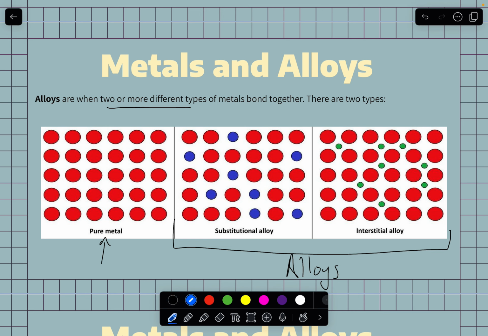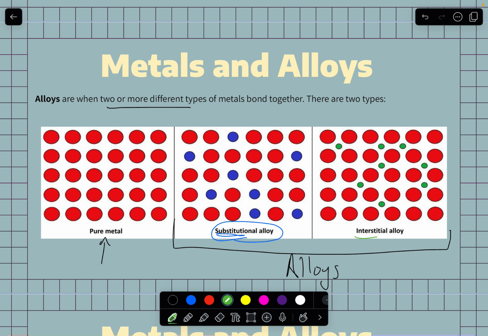So our substitutional alloy, the one in the center, it's what it sounds like. We're substituting. It's substitutional. So we're taking out some of those red circles and replacing them with blue ones. So we're putting a different metal in there. It doesn't have to be quite the same size, but it's almost the same size. And it just fits right into the lattice.